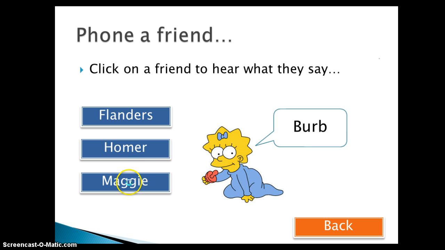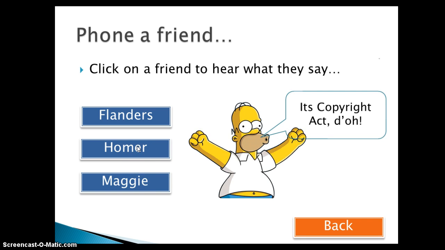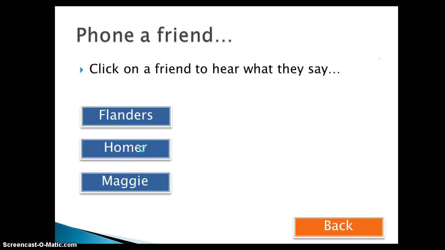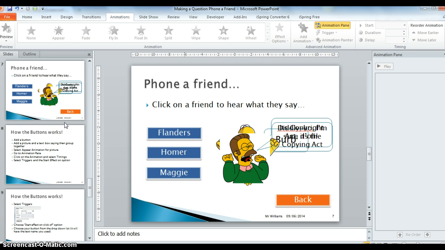If I click on Maggie again, she disappears, and if I select another button, up comes another character with my speech button. If I click off again, that character disappears. So I'm going to show you how to make one of these phone a friend buttons, and this is actually called a trigger. So let me press escape, and I'm going to add one in after here.